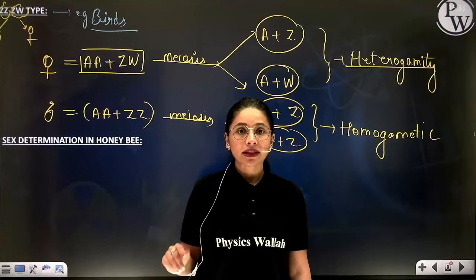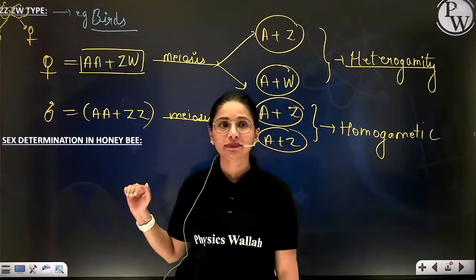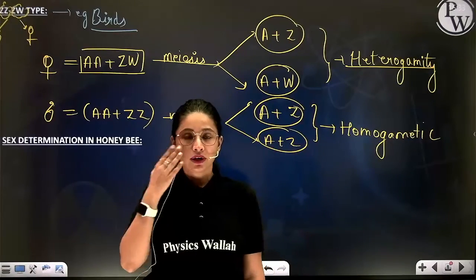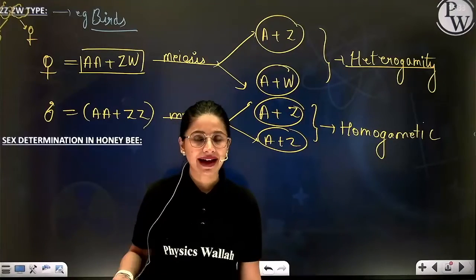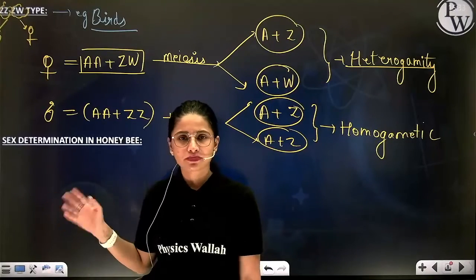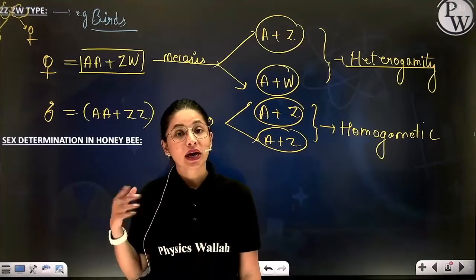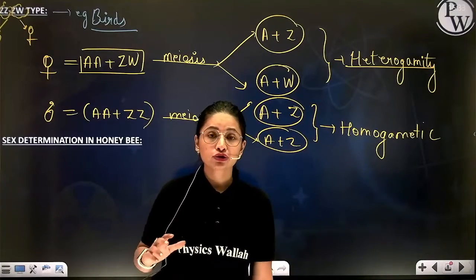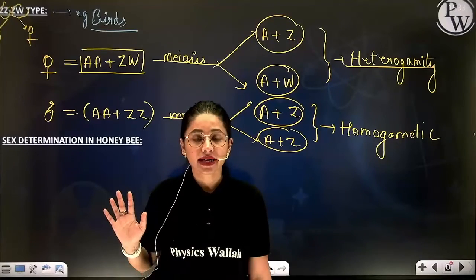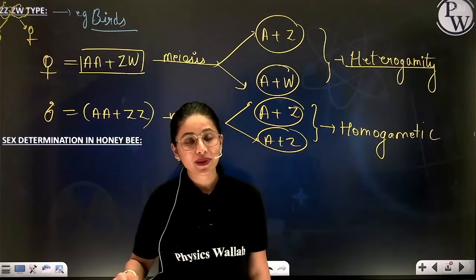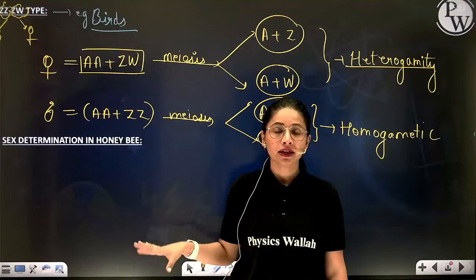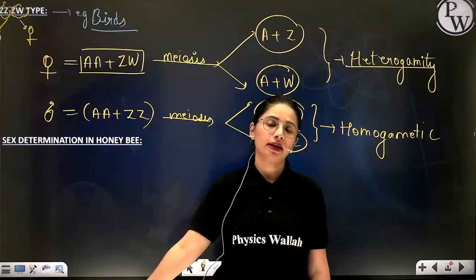Now, there is one organism called the honeybee. You all know, you all eat honey at home. Honey and wax are available in the market. This organism is well known to each and every one of us. Honeybees show a very different type of sex determination. That is why we study the sex determination of honeybee separately.